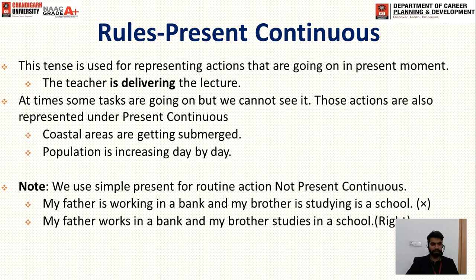Okay, so for the basic rules, this tense is used for representing actions that are going on at the present moment. The teacher is delivering the lecture. The second rule says that at times there are some actions that are going on but we are not able to see them. For those actions we use present continuous tense. For example, population is increasing day by day. We cannot see the increment in the population, but we know that with every passing day our population is increasing. A second such example is, coastal areas are getting submerged. Okay, this one is really important.